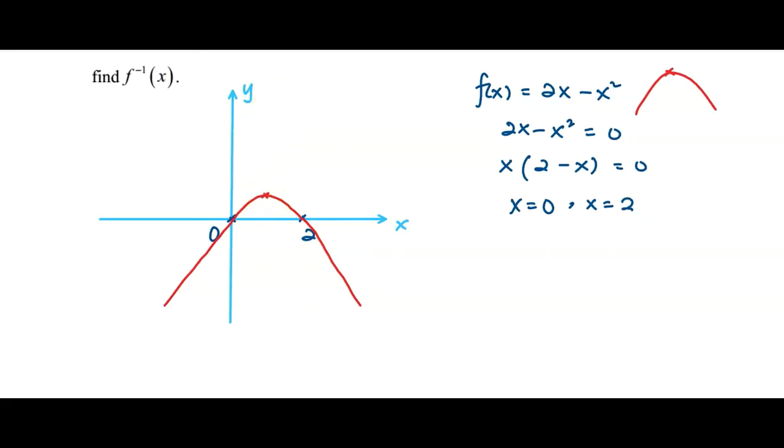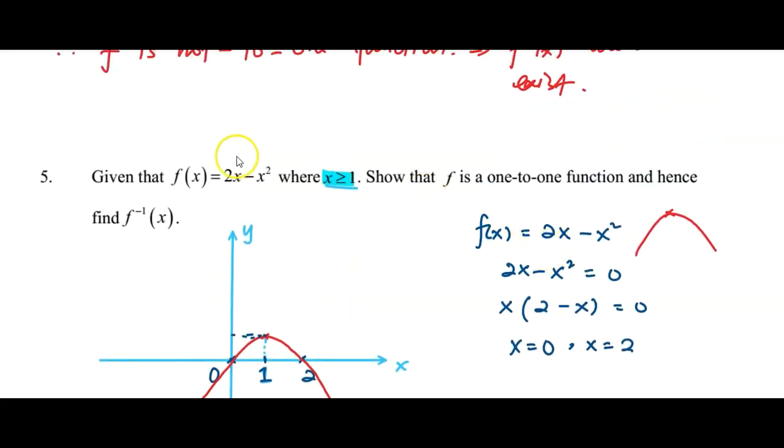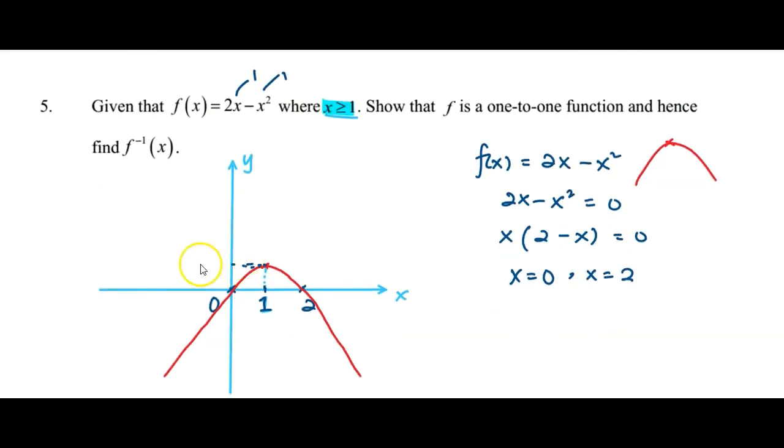You can find it easily. The maximum point is at the axis of symmetry of the parabola. The axis of symmetry will be in the middle of 0 and 2, and in between 0 and 2, the value in the middle is 1. So the maximum point happens at x equals 1. To get the value of y, very simple, we just substitute x equals 1 inside. You get 2 minus 1, that is 1, meaning that the maximum point has the coordinate (1, 1).